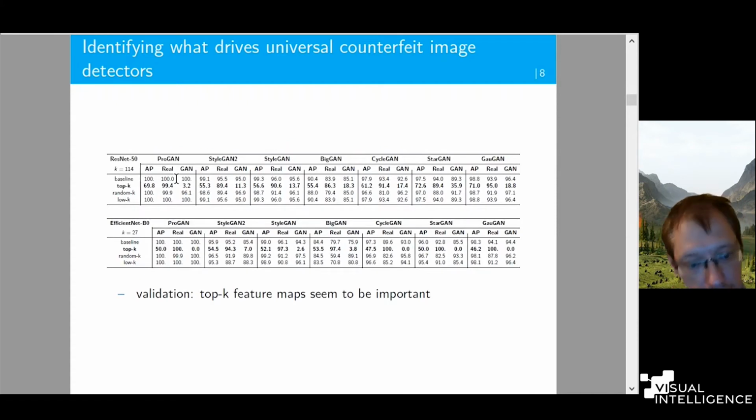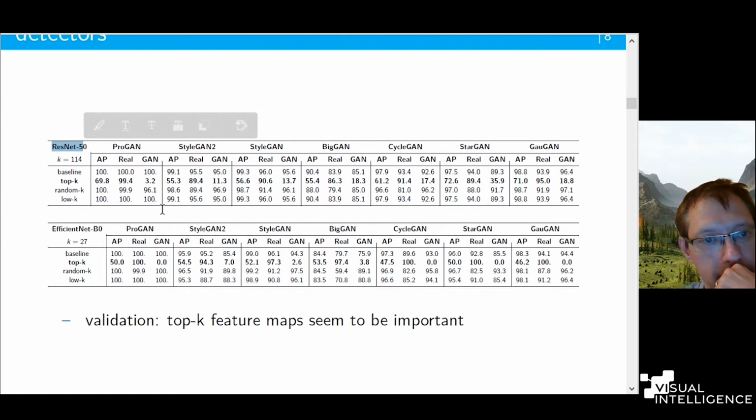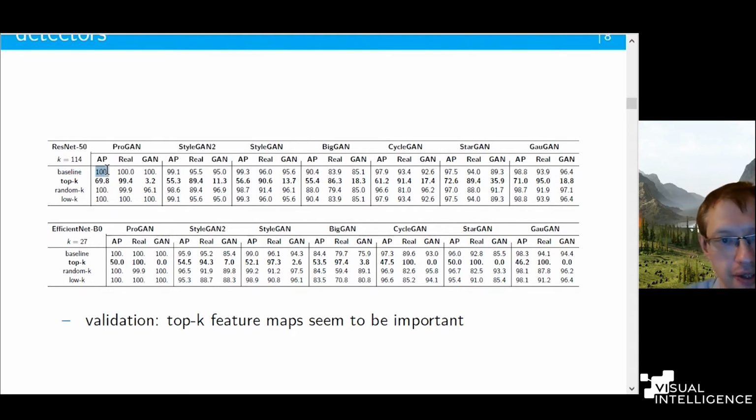So what can we see? Let's consider this table. I'll make it a bit bigger. I hope you see it well enough. So here is the ResNet 50, and here are several fake image generators, deepfake generators. Baseline is the neural network detection performance as it is. This is the average precision measure on positive and negative. This is the performance on the real images, and this is the performance on the deepfake images.